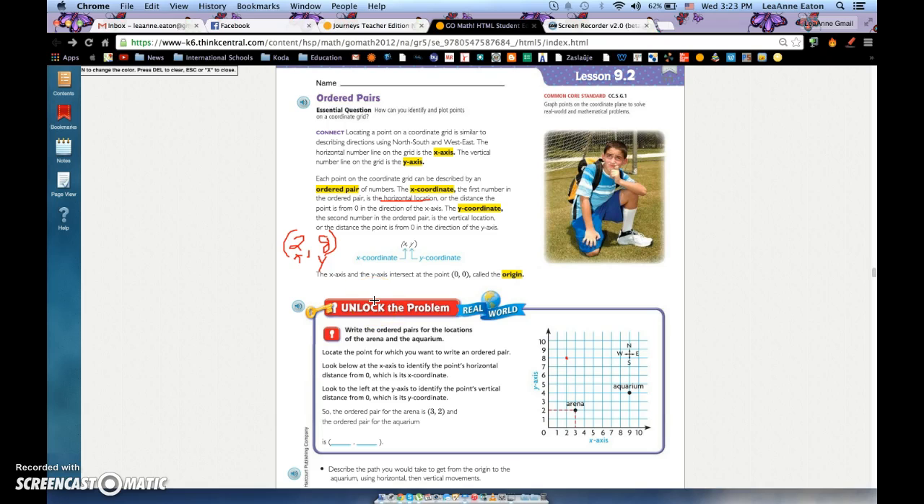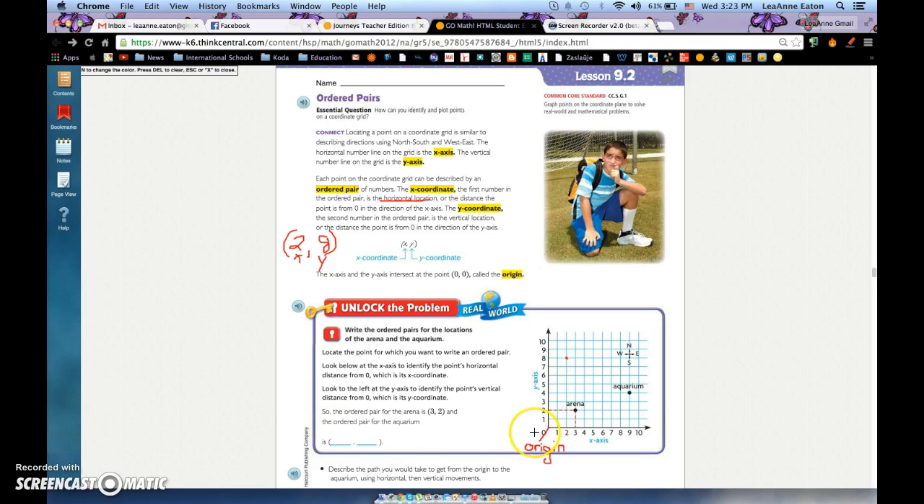The x and the y-axis intersect at the point 0, 0, called the origin. Right here, this spot here, where we have the lovely 0, this is the origin. So go ahead and write this word into your books because it doesn't have it there for you. Origin. See my lovely handwriting using the mouse trackpad. Okay, origin.